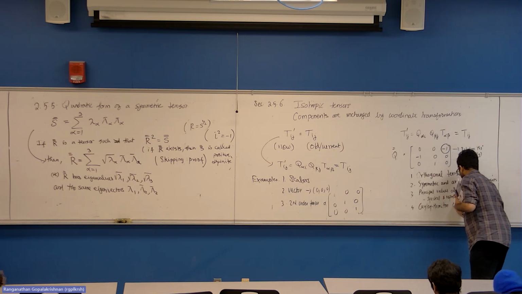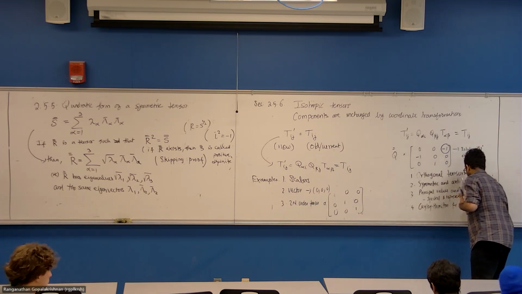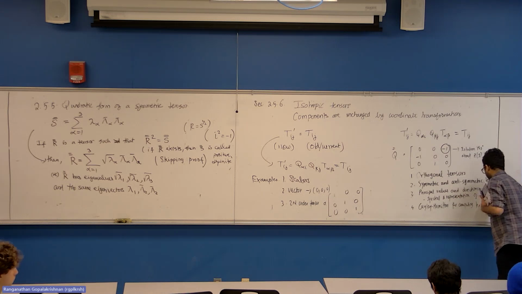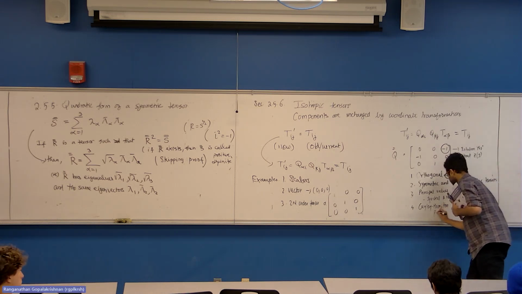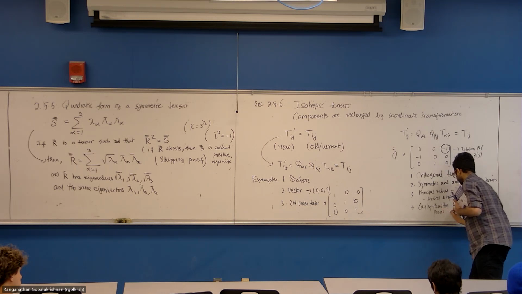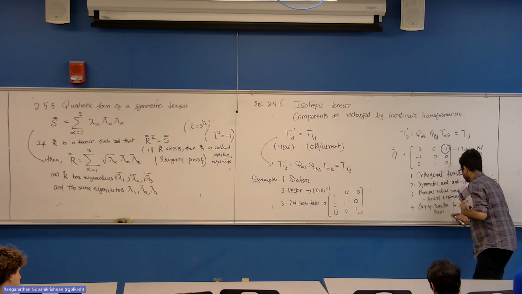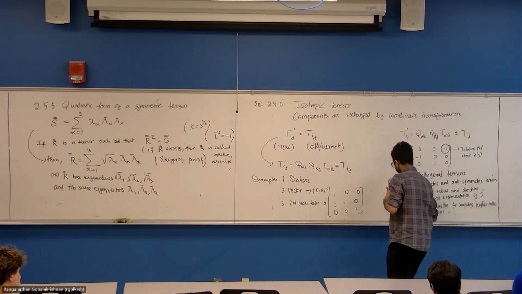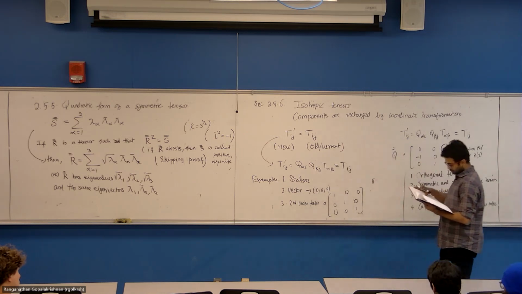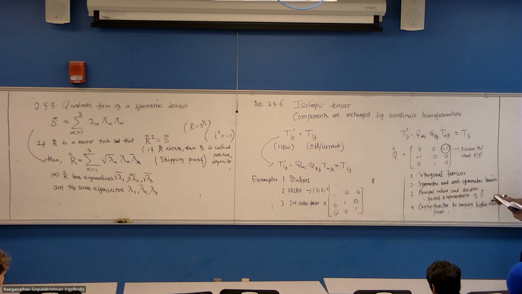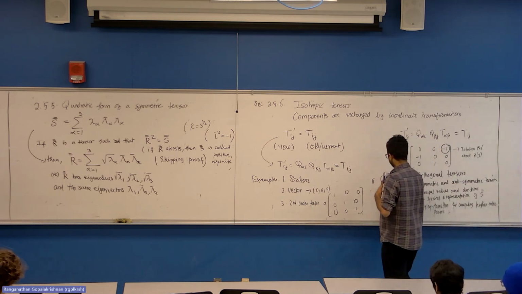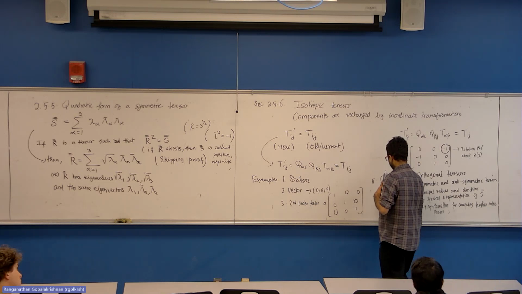Cayley-Hamilton theorem for computing higher order powers. And then section 5, quadratic form, which is R squared equal to S, and then isotropic tensors.